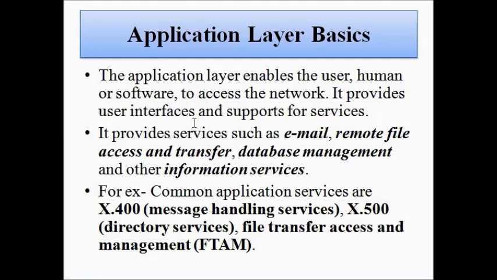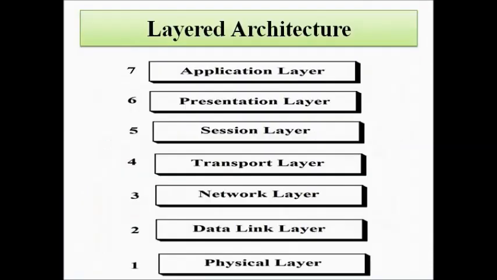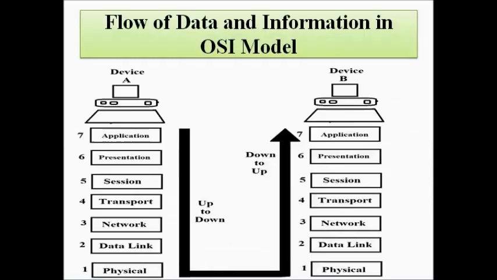The application layer is the topmost layer of the OSI model, and when there is a data flow from sender to receiver, there is a top to down approach. As you can see, there is a top to down approach from the sender's side, and then at the receiver side the application layer comes last, in the direction of data flow.